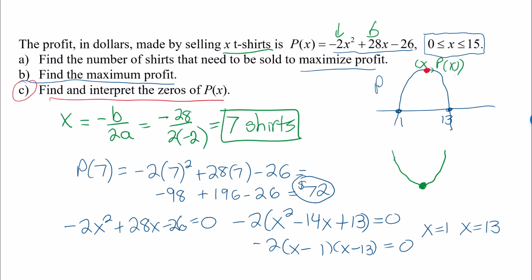The 1 and 13 would be the break-even points, and if you went below that, then you'd be losing money. Your costs would be more than the money that you were bringing in. So the zeros here are the break-even points, and if you are in between the 1 and the 13, you have a profit, and if you're outside of that, we're below the x-axis and you would be losing money.